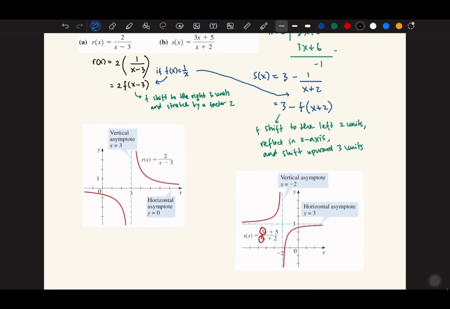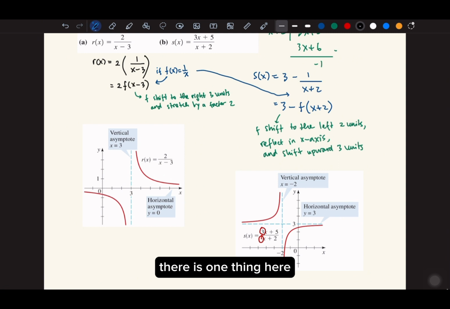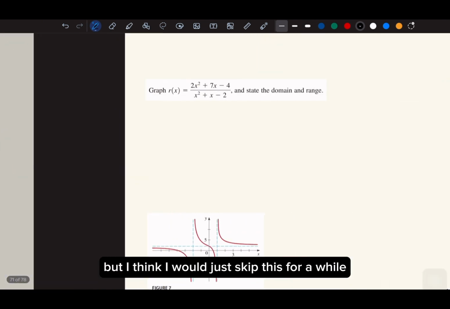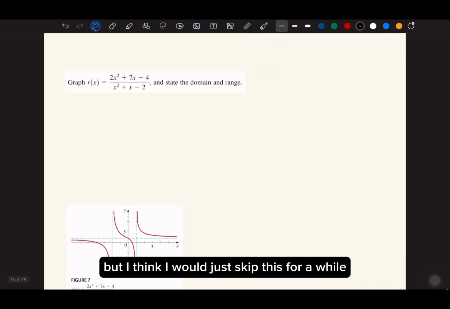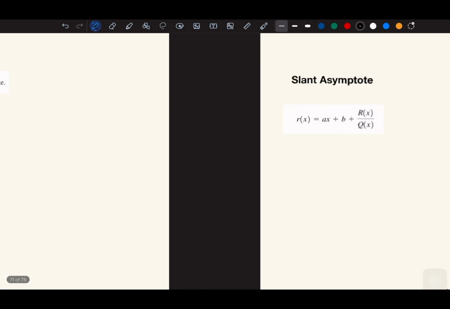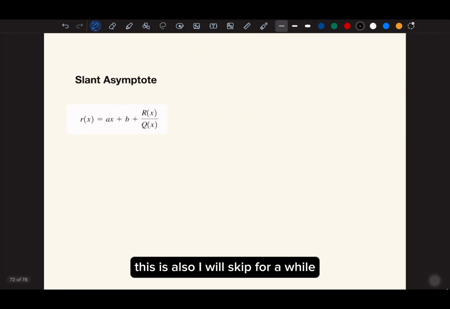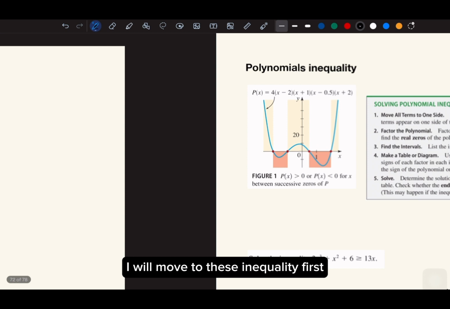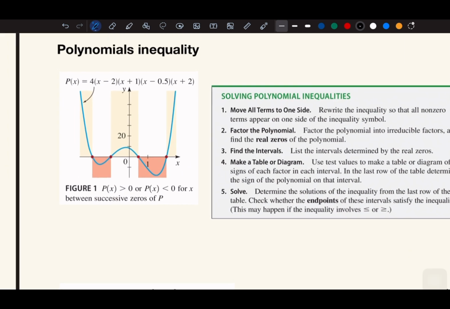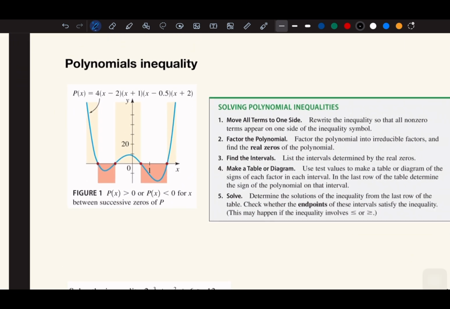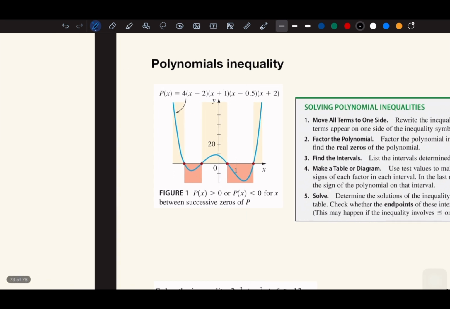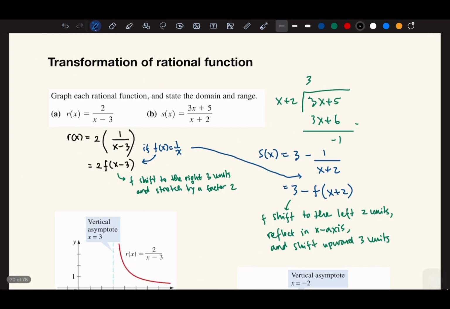There is one thing here, but I will skip this for a while. This is also I will skip for a while. I will move to this inequality first.